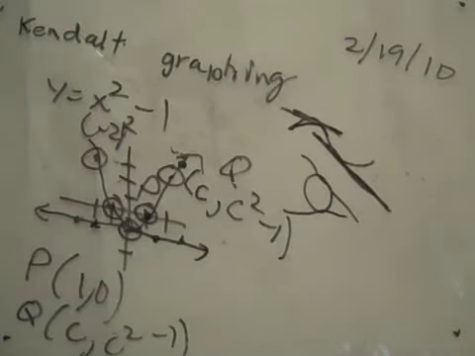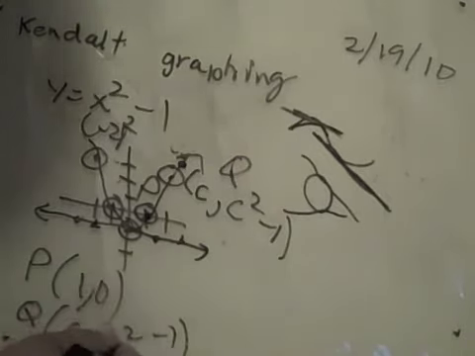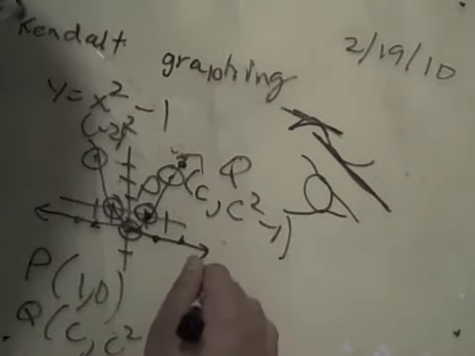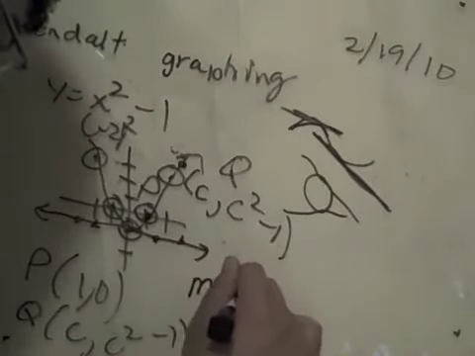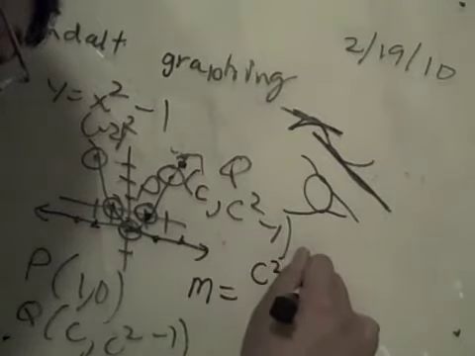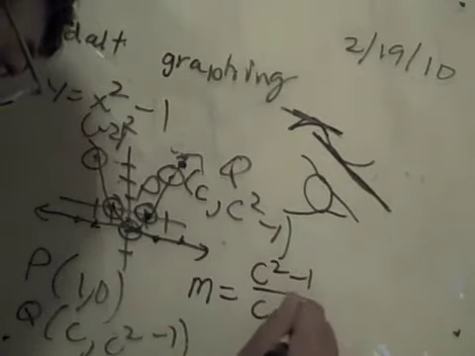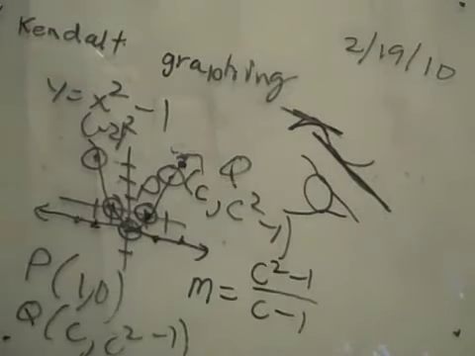Okay, now we have a problem because if we find the slope between these points, we get a variable out of it, and that's a problem. So what's the slope between these 2 points? It's this minus this, so m equals c squared minus 1 divided by c minus 1.